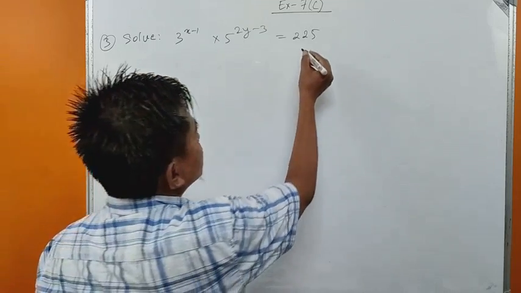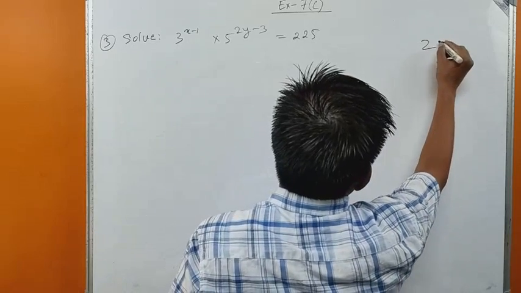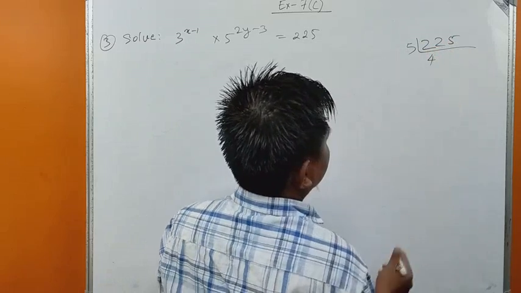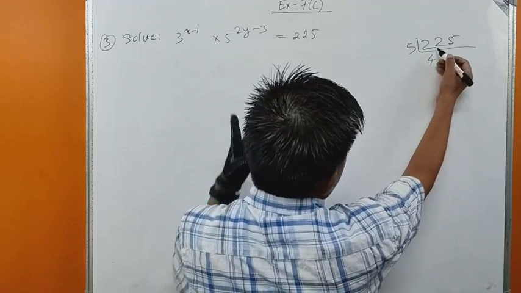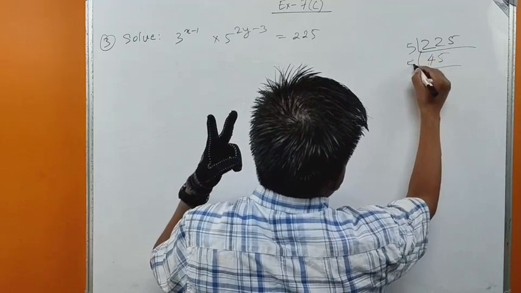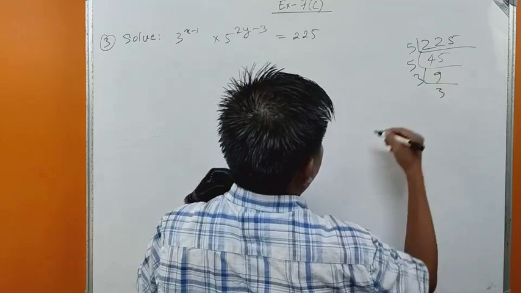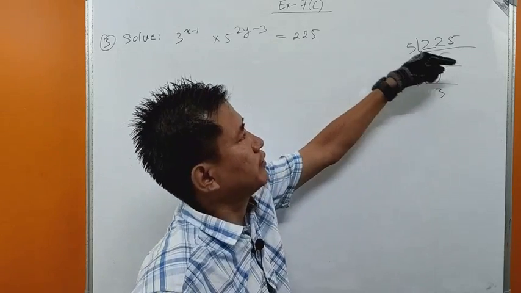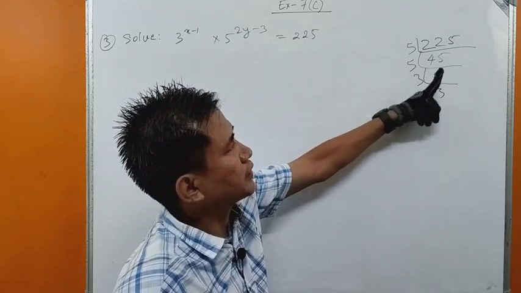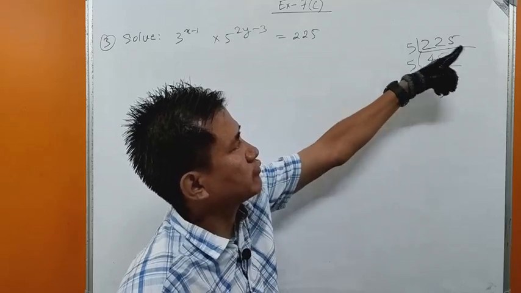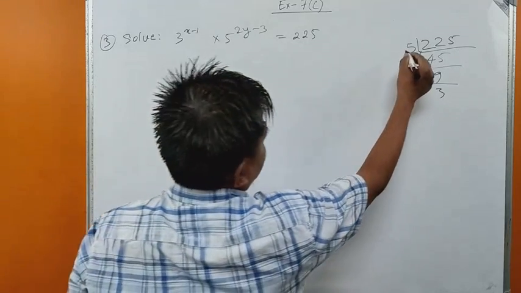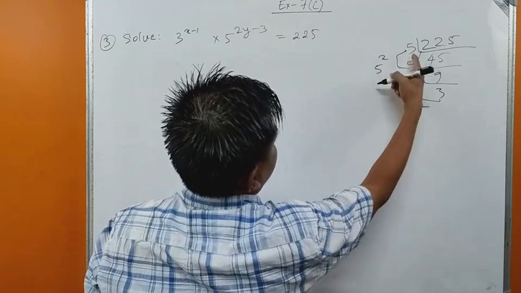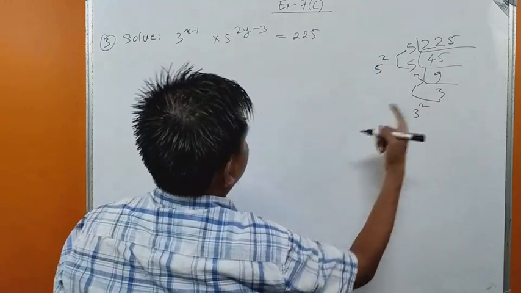So what we do is, first we find the factors of 225. 5 fours are 20, 5 fives are 25, 5 nines are 45, 3 threes are 9. 5 multiplied by 5 multiplied by 3 multiplied by 3 gives us 225. When we multiply these numbers, we get 225. So this is actually 5 squared, and this is actually 3 squared. 5 into 5 means 5 squared, 3 into 3 means 3 squared, isn't it?